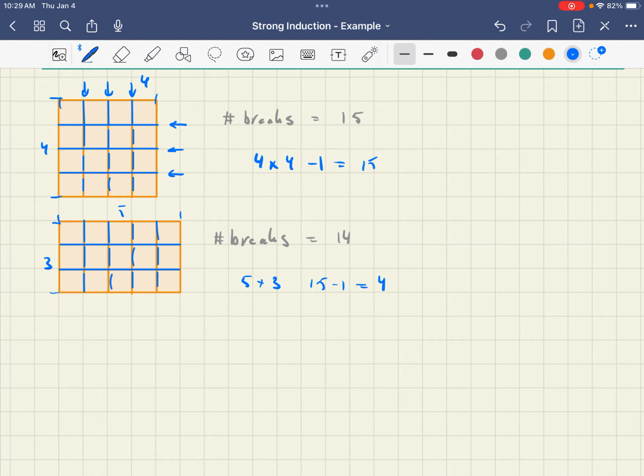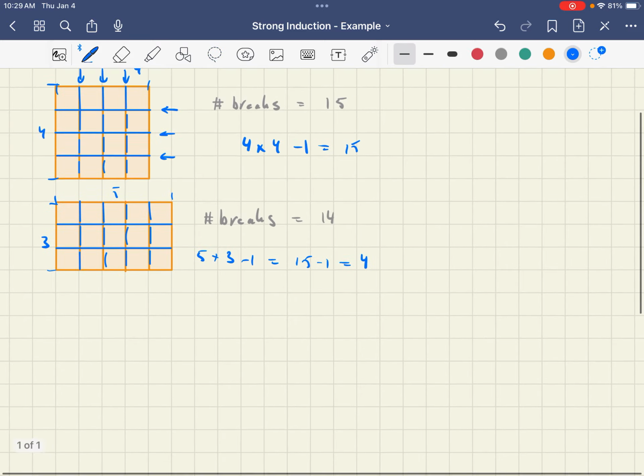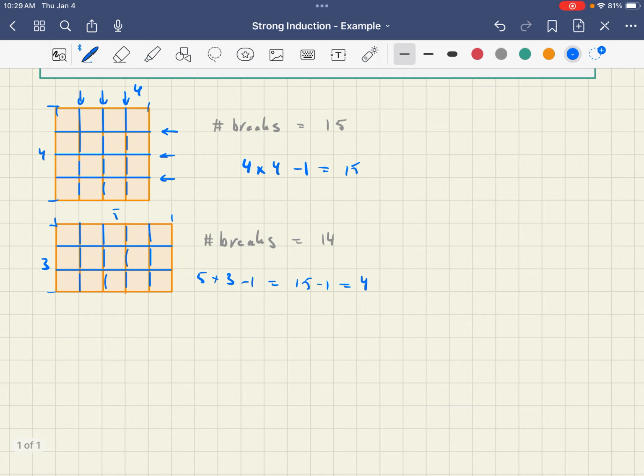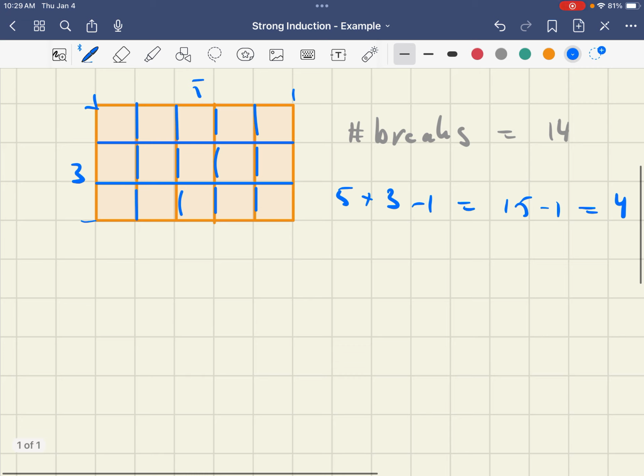Because these things aren't really equal, but you get the idea. Let me just put a minus 1 here. Minus 1 equals. Okay, and if you tried this problem before I did the explanation and it took you a while to get here, that's totally fine. Just do as many examples as you can until you find the thread, until you find this function that you're trying to prove. And so finally we get something like n times m minus 1 equals the number of breaks.